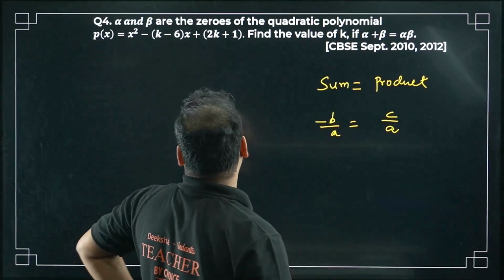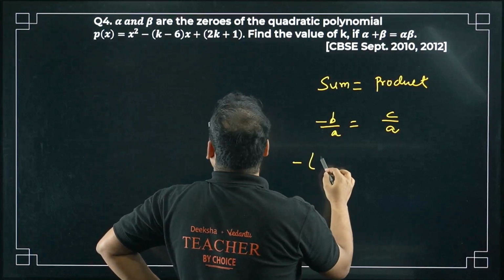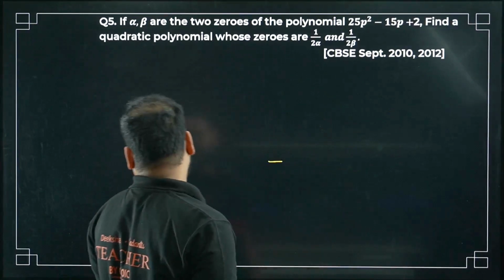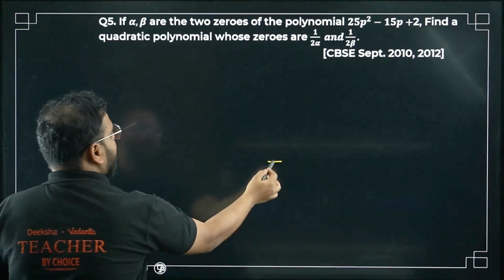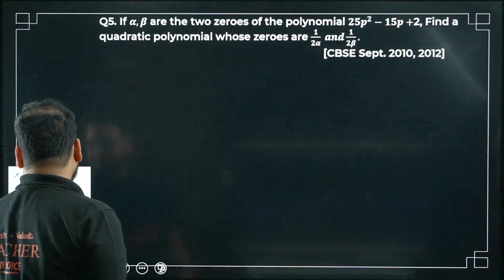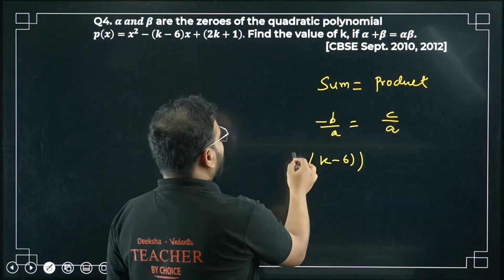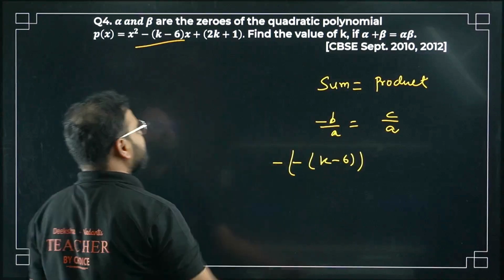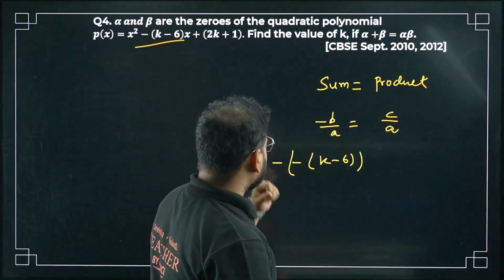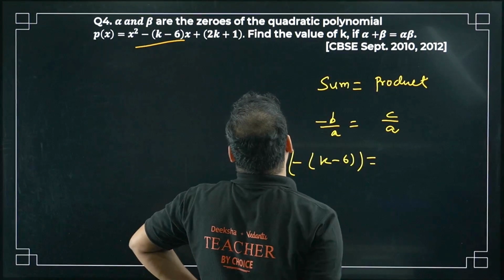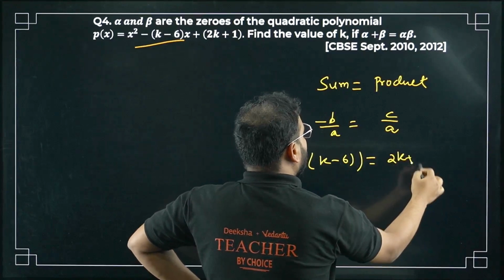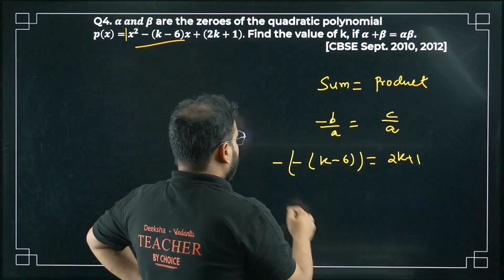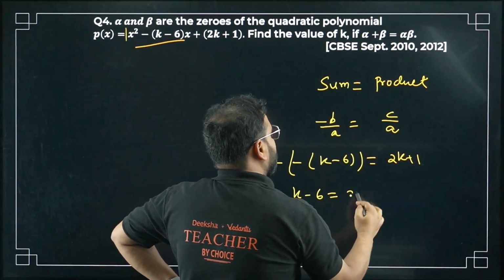From here what we can get is minus of minus k by 6, there will be another minus sign outside. I think I changed the slide by mistake. We'll go back. So minus of minus k by 6. How come? This value is the value of b. Check here, b itself is negative, minus k minus 6. What is going to be this value? 2k plus 1. What about a? A is 1 over here, nothing is there, only 1. That's why we are not taking it over here. It becomes positive. So k minus 6 becomes equal to 2k plus 1.